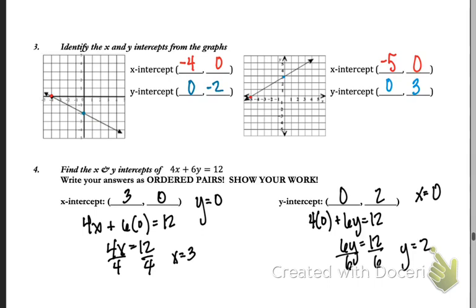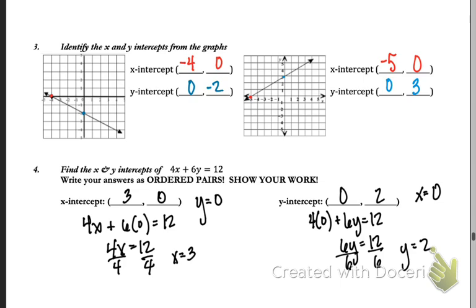Number 4, find the x and y intercepts of the equation 4x plus 6y equals 12. Write your answers as ordered pairs and show your work. The x-intercept, I need to plug 0 in for y. So I have 4x plus 6 times 0 equals 12. 4x equals 12. Divide both sides by 4 and x equals 3. So my x-intercept is (3, 0).